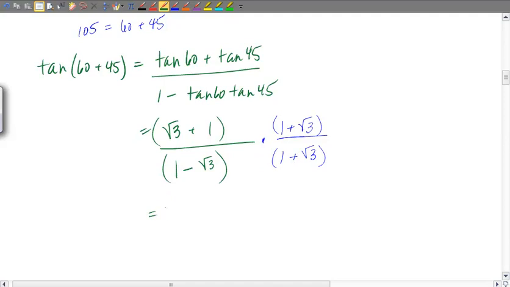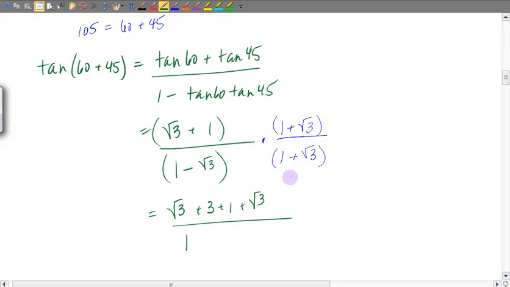So first, outer, inner, last, right? I take the square root of 3 times 1, which is the square root of 3. The outer terms, which would be just 3. The inner terms, which is 1. And the last terms, which is the square root of 3. Then the denominator, again, becomes the first term, the outer terms, that's a plus square root of 3. The inner terms is a minus square root of 3, so they cancel.